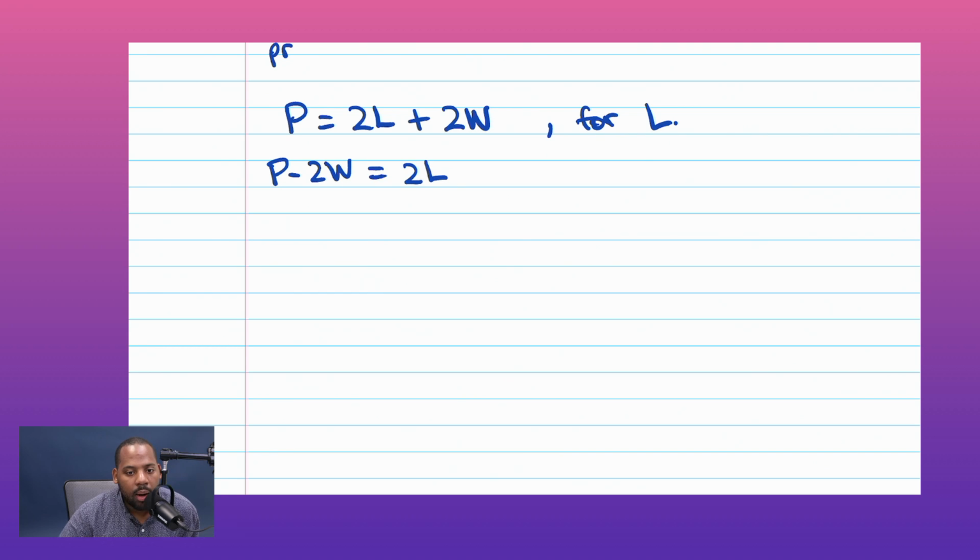Let's look at P is equal to 2L plus 2W. And let's solve for L. So I want to isolate my L. On the same side with the 2L, we have 2W. So subtracting 2W from both sides, we get P minus 2W is equal to 2L. All right, but now I have 2L, and I only want L by itself. So I need to divide both sides by 2. So P minus 2W over 2 is equal to L.